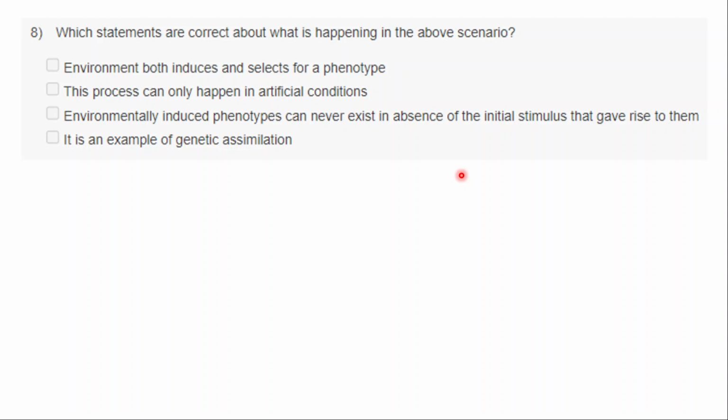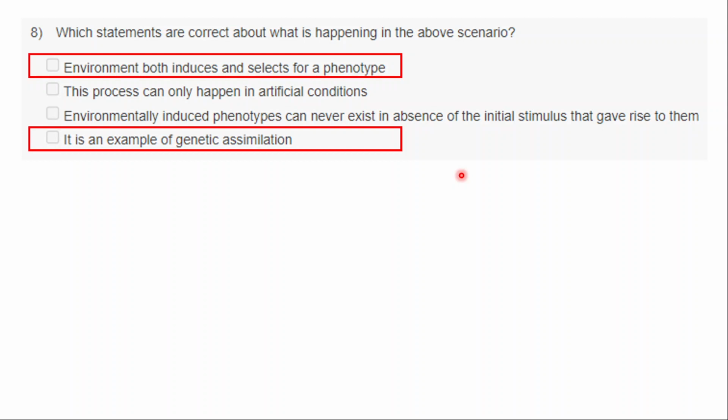And I see Ajay has answered 1 and 4 and Sakshi also 1 and 4. Given that you have already accounted for this question, we'll move through quickly. Statement 1 is correct. Environment both induces and selects for a phenotype in this scenario, and statement 4 is also correct. It is an example of genetic assimilation. Well done, Sakshi and Ajay and other students.